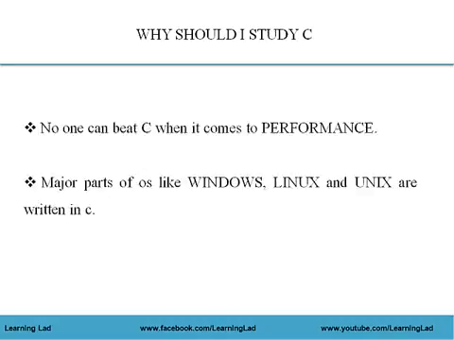The next thing about C: if you talk about performance, no other language can beat C. Because of this reason, major parts of operating systems like Windows, Linux, or Unix are written in C.